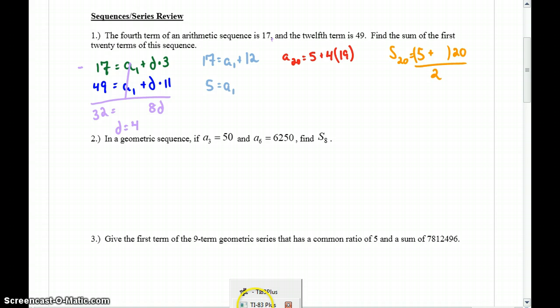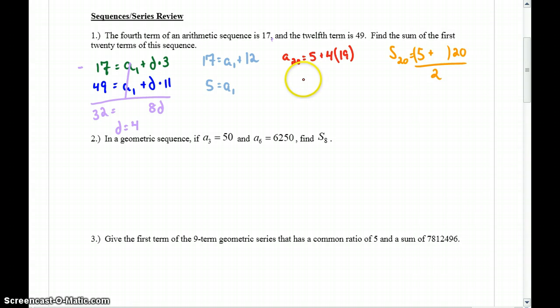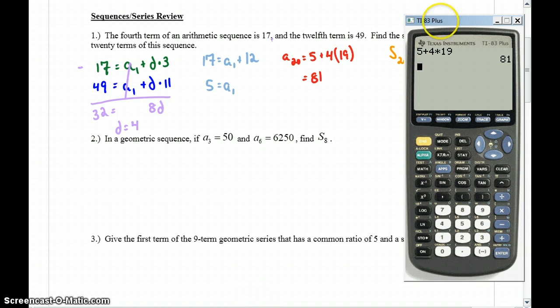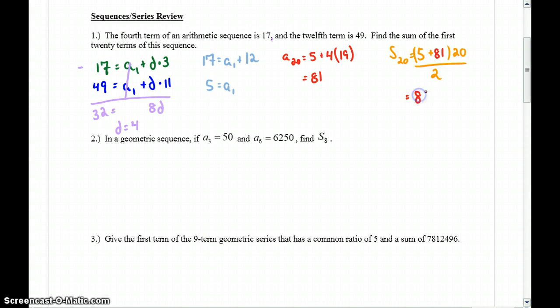5 plus 4 times 19 comes out to be 81. So I put that in here. Now the sum formula, 81 plus 5 times 20 divided by 2 gets me 860. And that's the sum of the first 20 terms. The key here, know your nth term of an arithmetic sequence and know the sum of the first n terms.